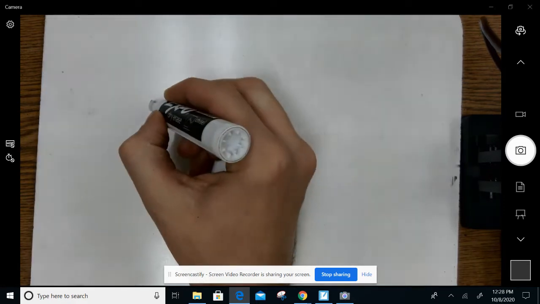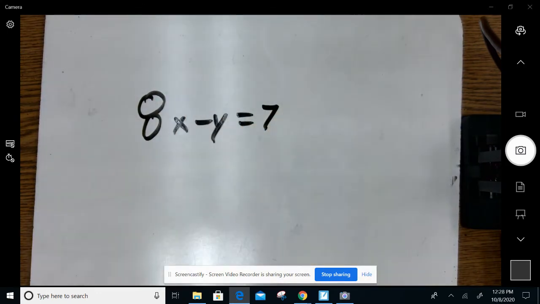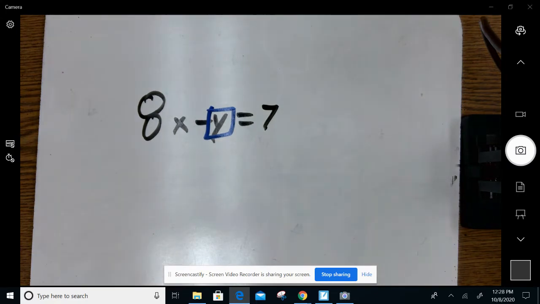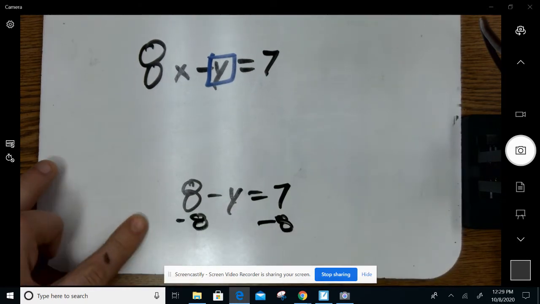And let me see if I can come up with a good example here. One example would be something simple like this. Okay, and you want to get the y by itself. Maybe identify which needs to be by itself and then solve it like a normal equation. If it said 8 minus y equals 7, right? You'd subtract the 8, and then you'd have to divide by the -1 to get the y by itself.